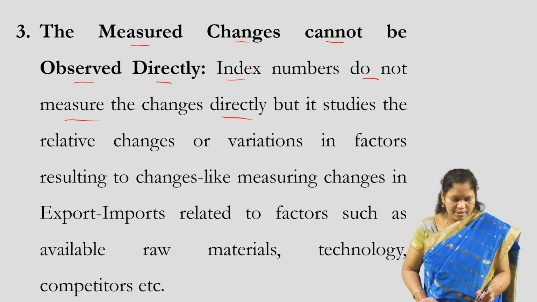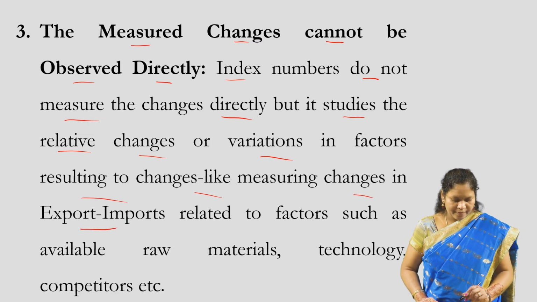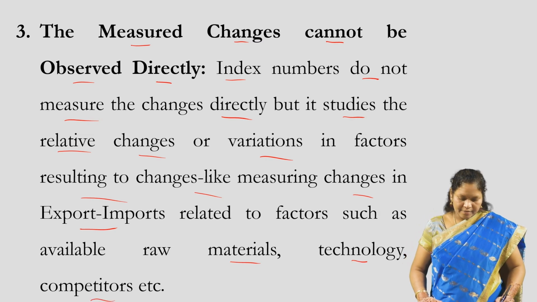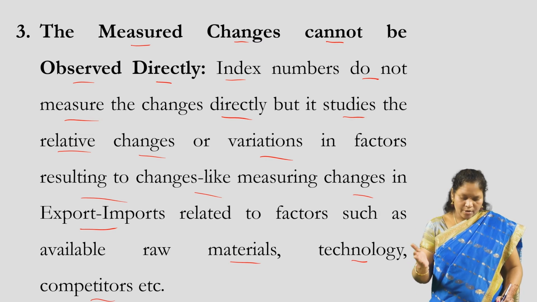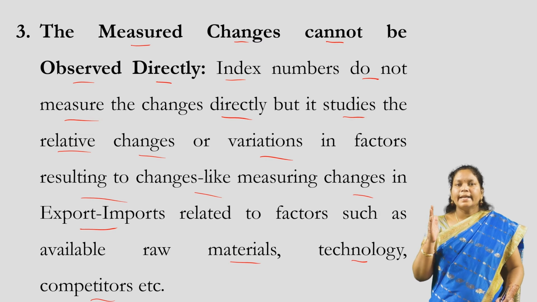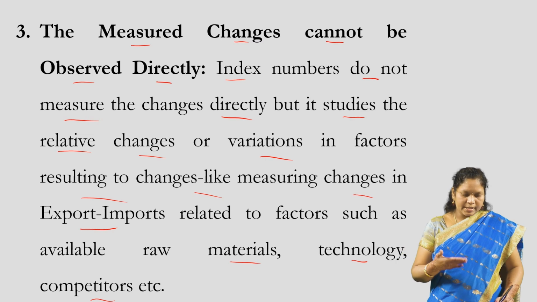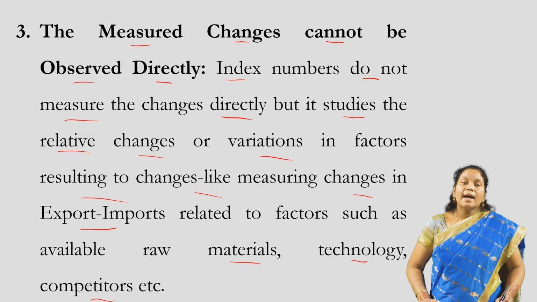Index numbers do not measure the changes directly, but they study the relative changes or variations in factors resulting in changes, like measuring changes in exports and imports related to factors such as available raw materials, technology and competitors. So for exports, imports, whatever we have, we will not jump directly to a conclusion. We'll try to check how the materials are going on, how the technology is, how the competitors are going on.